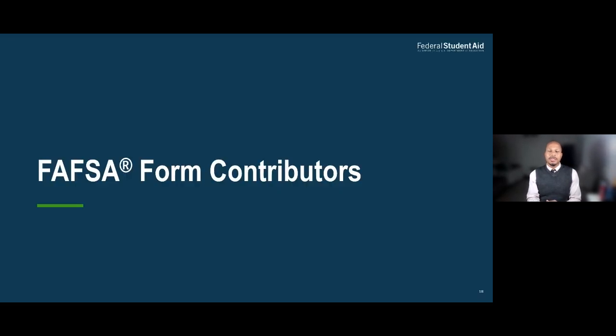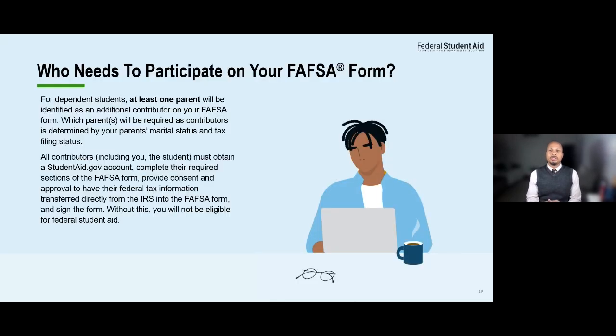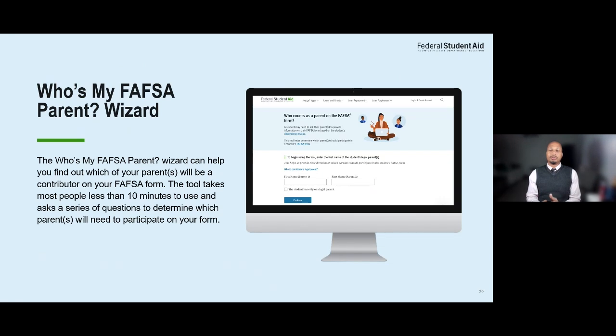Okay, so let's jump into who's considered a contributor. Now, for dependent students, parents whose tax filing status is married filing jointly, and from a married household, only one parent will need to be identified as an additional contributor on the FAFSA form. When we say additional contributor, that's because everyone is considered a contributor. Everyone that's required to provide information onto the FAFSA form is considered a contributor. So when we say contributor, we're talking about individuals who are required to provide information on the FAFSA form.